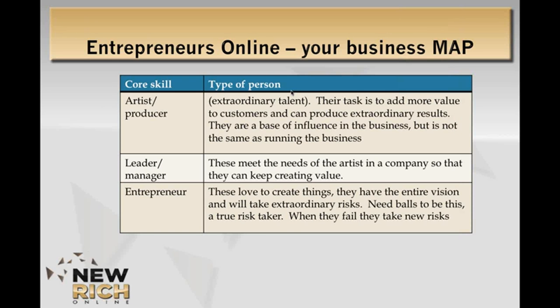We've got the artist and producer. Now, this is an extraordinary talent, and this is how most people start out. They have an extraordinary talent in one area, and they can deliver that service one-on-one absolutely perfectly. Their task is to add more value to the customers and produce extraordinary results. An entrepreneur won't do that. An entrepreneur will kickstart a company, then he'll pass the ball to one of his artists to produce what they need and want. They are the base of influence of the business. They are the people that deliver on the vision. But it's not the same as running a business.